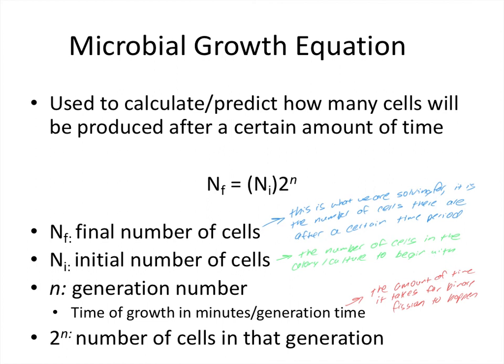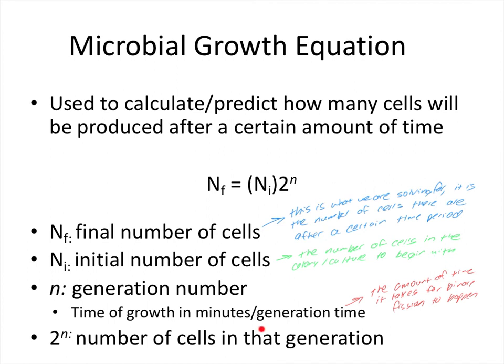So in a real life setting, the time it takes for a generation to be created, or for binary fission to happen, can vary pretty significantly, but you will be given that value when you're working out an equation. So it's nothing that you'll have to guess on. I will give you that value.